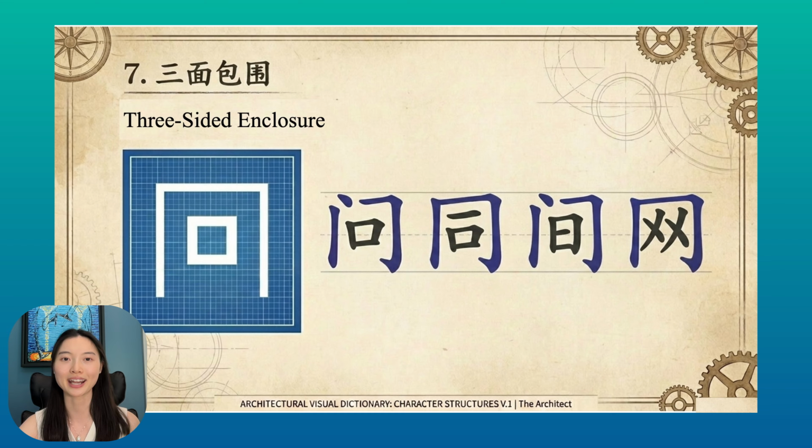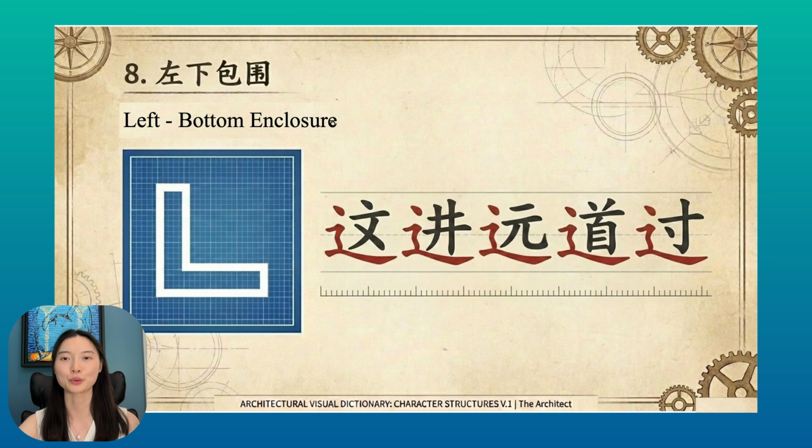And these next 3 are semi-enclosures, wrapping either 3 sides or 2. Blueprint number 7, 三面包围, 3-sided enclosure. The frame wraps around 3 sides and leaves 1 side open. In all 4 of these characters, the opening is at the bottom. 问, to ask. 同, same. 间, room. 网, net. When you write this, the frame goes first. The contents go inside. And because the bottom is open, there's no door to close.